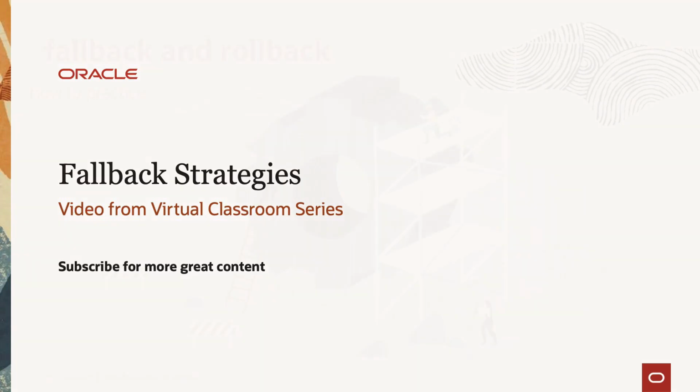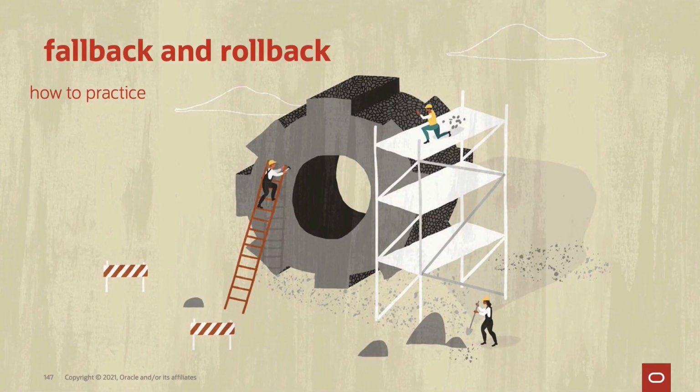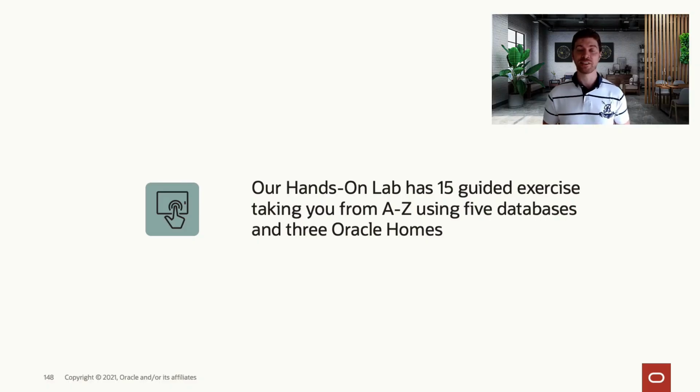How do I play with all those fallback and rollback strategies in a lab environment before trying a production environment? So how do you practice? That's what we are going to cover here. Basically, there are two ways for doing this, but both ways use our hands-on lab. Our hands-on lab has 15 guided exercises where you can practice upgrades and also downgrades.